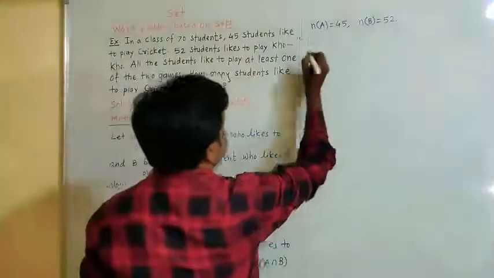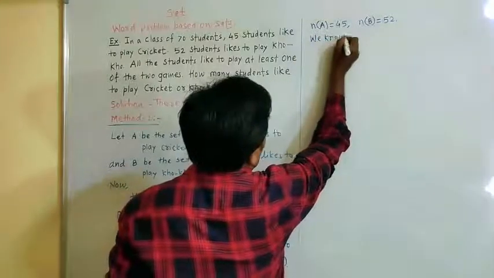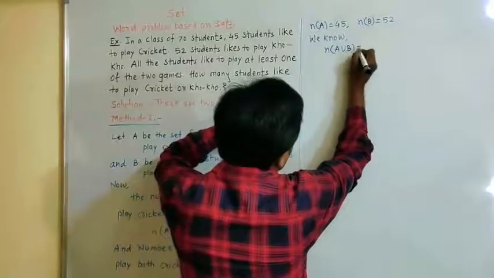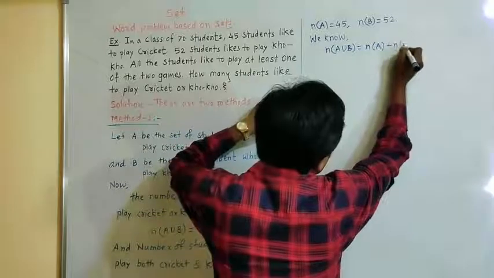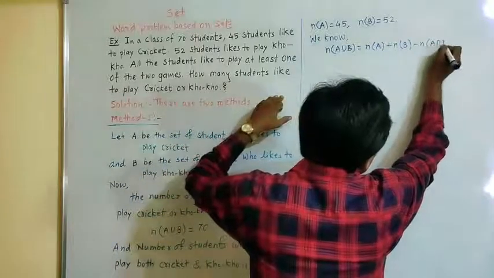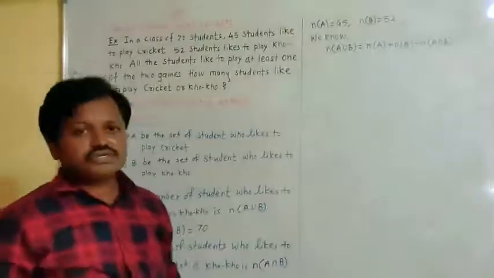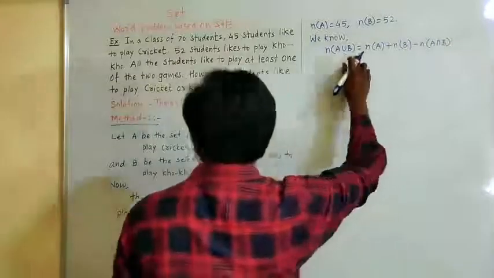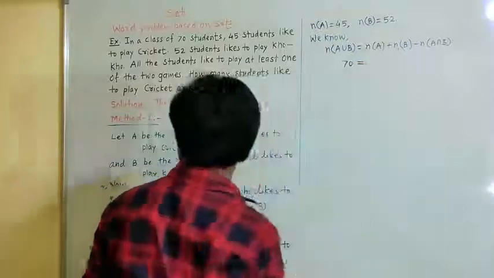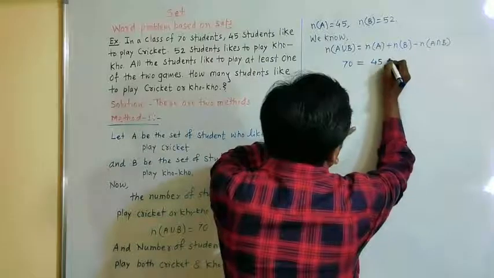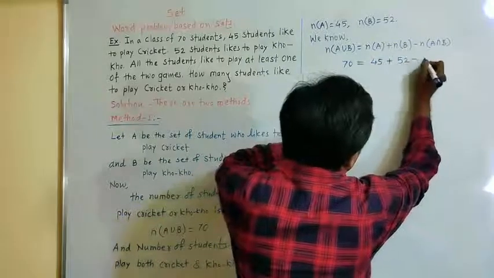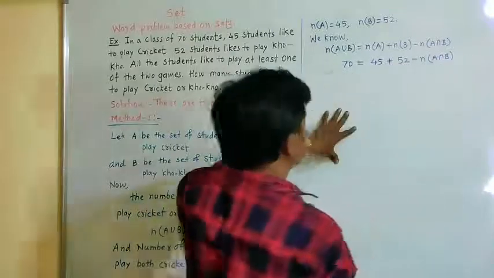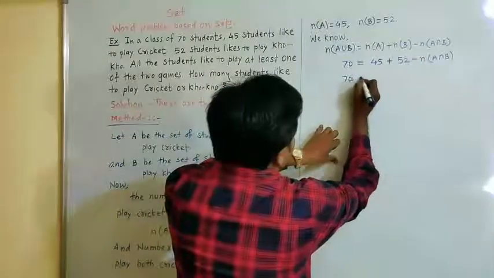Now we know the formula. n of A union B is equal to n of A plus n of B minus n of A intersection B. So by using this formula we calculate n of A intersection B. So put in the values. n of A union B is 70, equal to n of A, that is 45, plus n of B, that is 52, minus n of A intersection B.